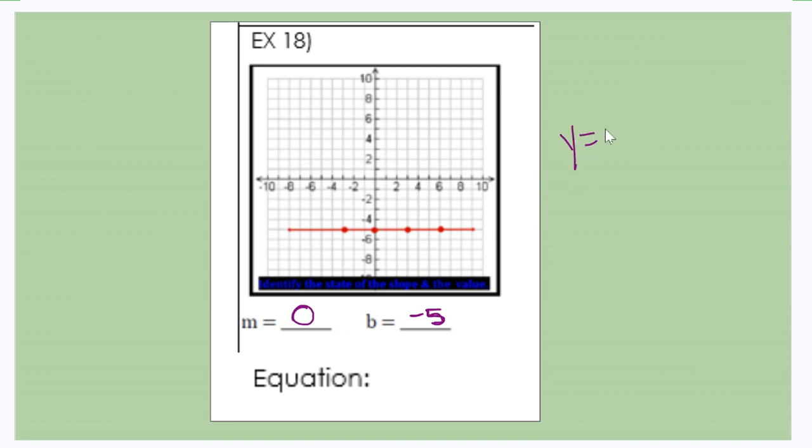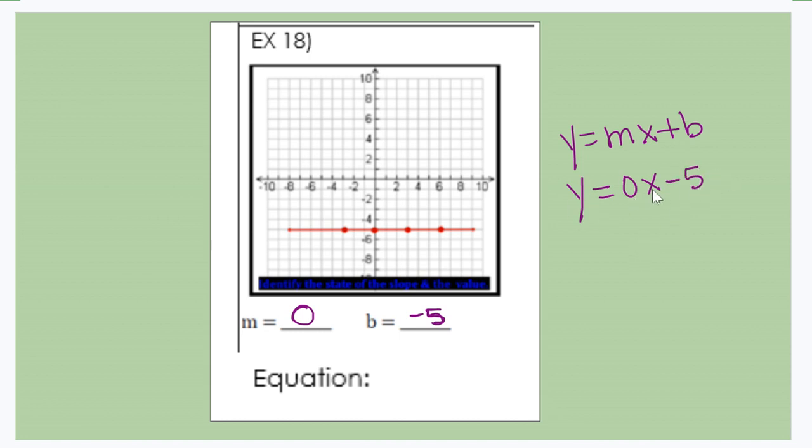Remember our formula, y equals mx plus b. So if we plug this in, we start with our y equals mx. What did we get for m? We got a 0, x, and then our b is minus 5. So we don't want to put plus, we want to put minus 5.